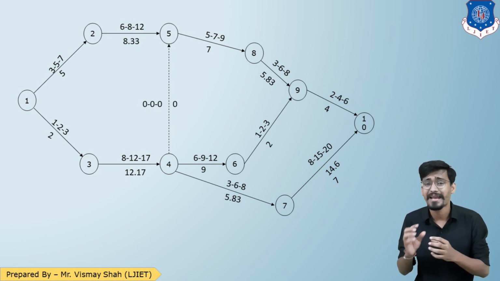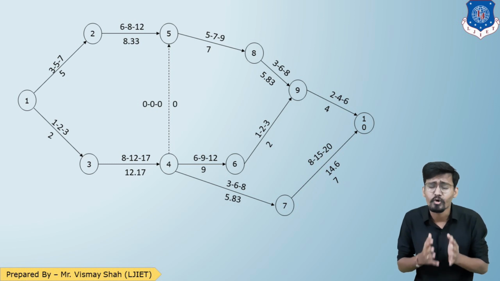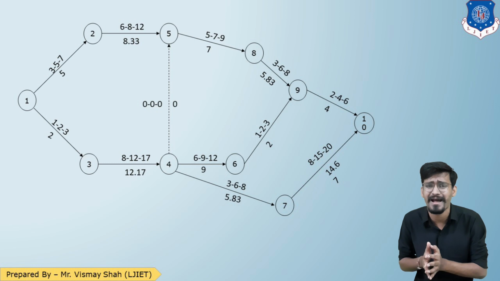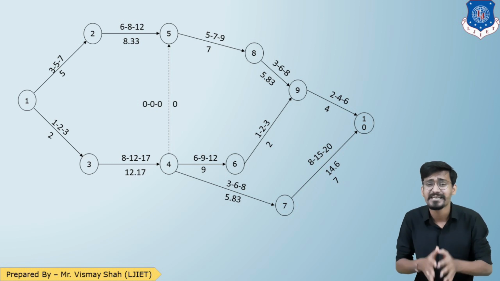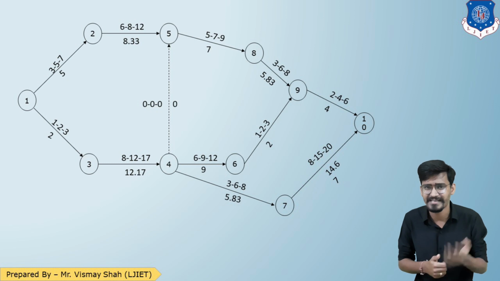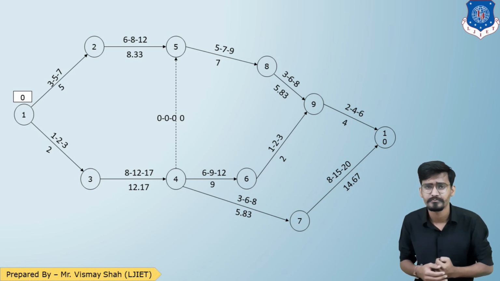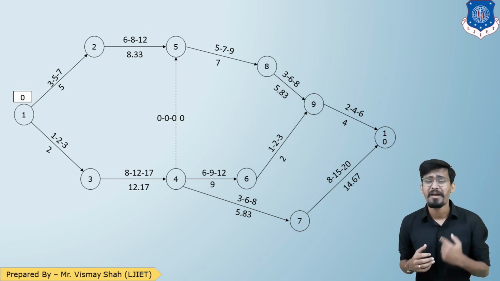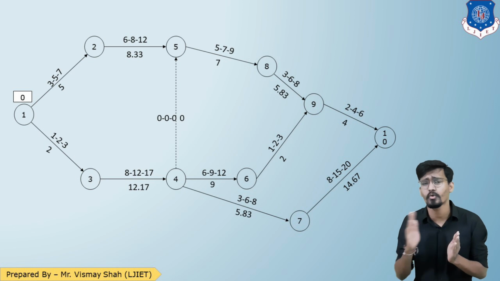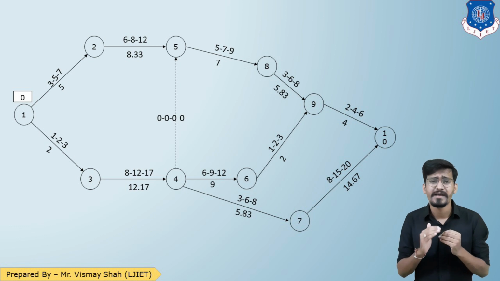Now I have the single time estimate, so I can start the forward path analysis and backward path analysis. That process is the same as the CPM method. We will start from point 0. My focus is to reach from event number 1 to 10, and I am starting from 0.